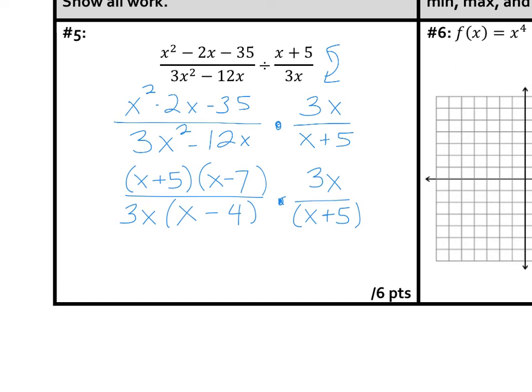Okay. Now, from any top and any bottom, we can cancel just one factor that matches another factor, x plus 5 and x plus 5. And 3x and 3x can cancel. The x minus 7 and the x minus 4 do not cancel, and they stay exactly where they were, x minus 7 on top and x minus 4 on the bottom.